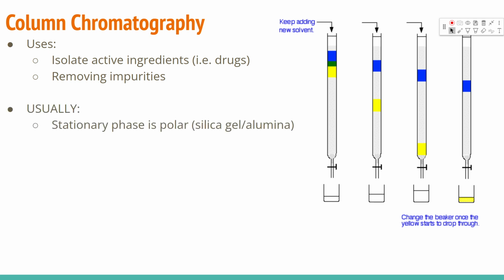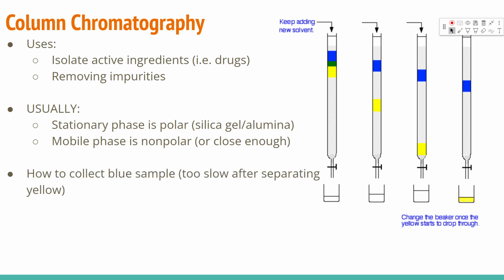Usually the stationary phase is polar, which again we'll talk about in a future unit, and the mobile phase is nonpolar or as close to nonpolar as possible. Collecting the blue sample, if it's very slow compared to the yellow, we need to change the solvent. So I can collect this yellow sample, right? But look how slow this blue one is. So I would change whatever I'm putting into the top, and then we can get it faster.